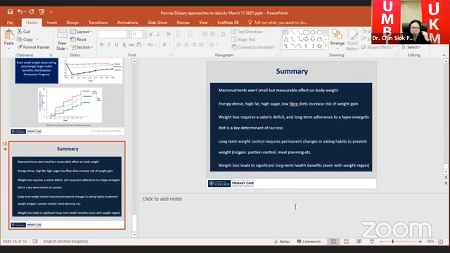So the key is always to be consistent. Exactly. I think the evidence suggests that any diet works if you can stick to it in the long term.